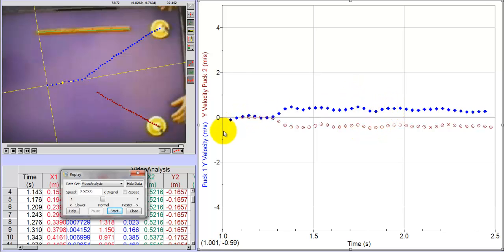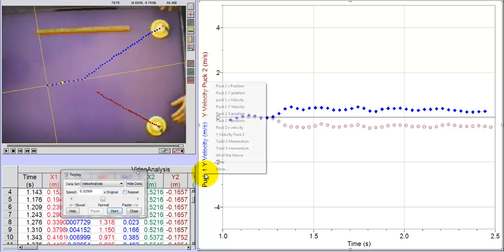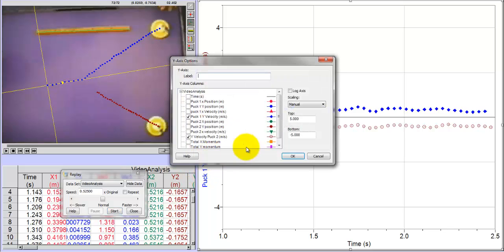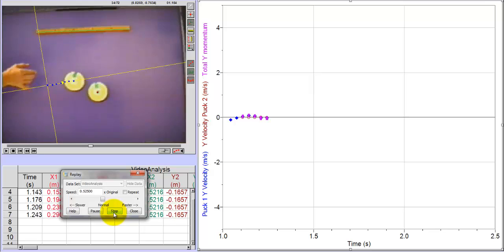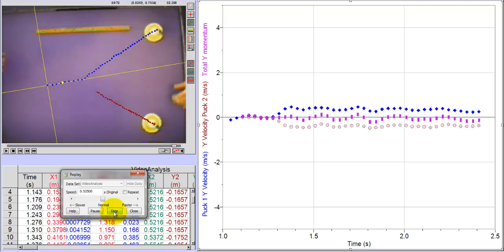Just like before, if we add those two together, we should expect them to add back up to what they were originally, which is 0. So if we add in that last one, which is the sum of those two, hopefully what we see, if we replay this, is that it adds to 0. You can see their sum is that purple magenta thing in the middle, and it stays on 0. We get a little variation because of the way I clicked, but you can see that the total y momentum remains 0, and the total x momentum remained constant.